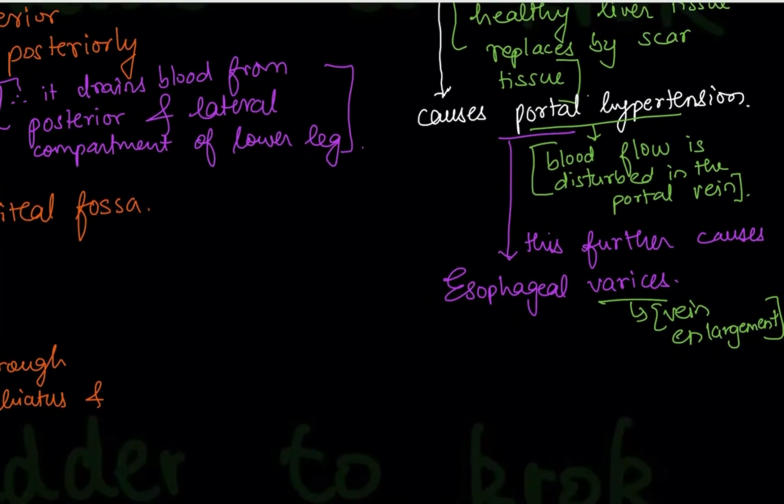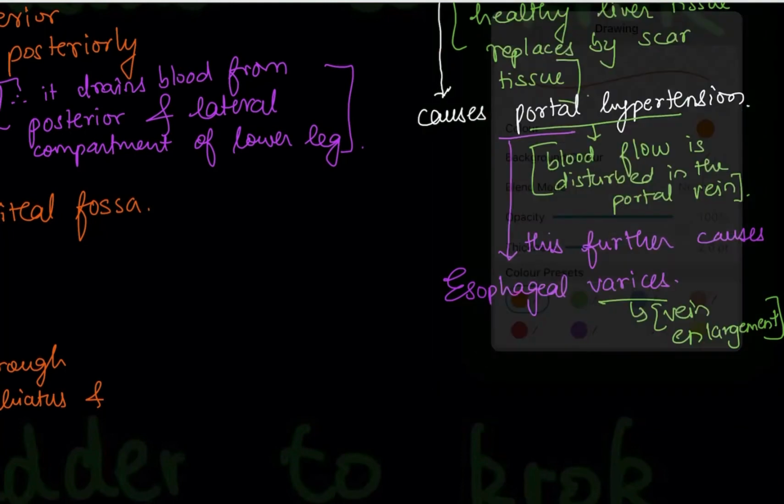Okay, what will happen? There will be blood flow disturbance in the portal vein, in portal hypertension. Okay, this will cause more blood in the esophageal vein. Now if there is more blood in the esophageal vein causing more pressure, right, so they will enlarge. Okay, so esophageal varices, write down.